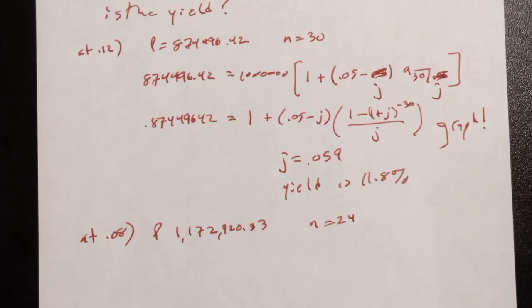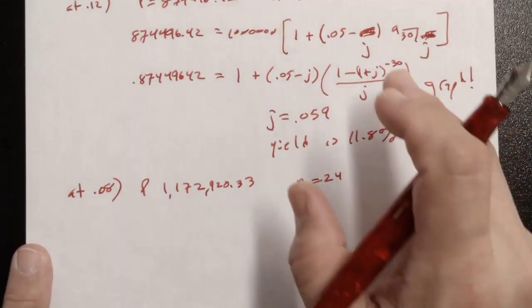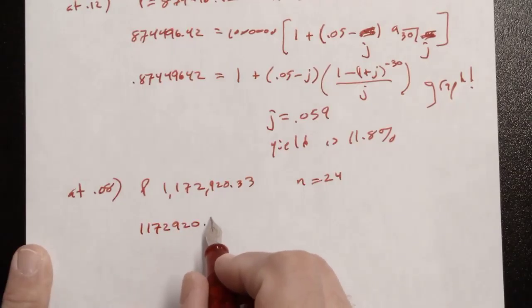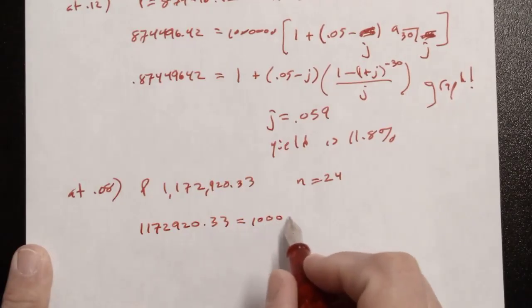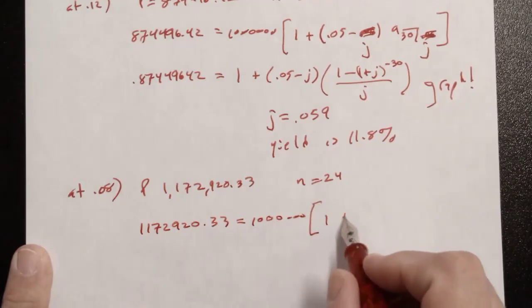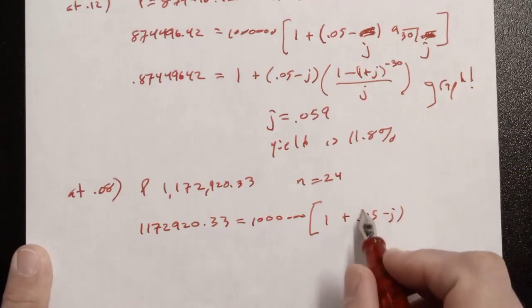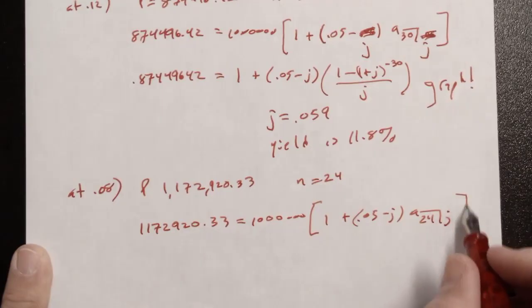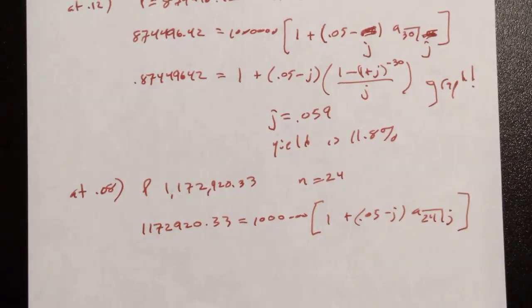Again, same calculation idea where I'm solving for J: 1,172,920.33 equals 1,000,000 times (1 plus 0.05 minus J) to the 24J. So the seller got their way. We paid the highest possible price, but we're redeeming at the wrong end of our price options.